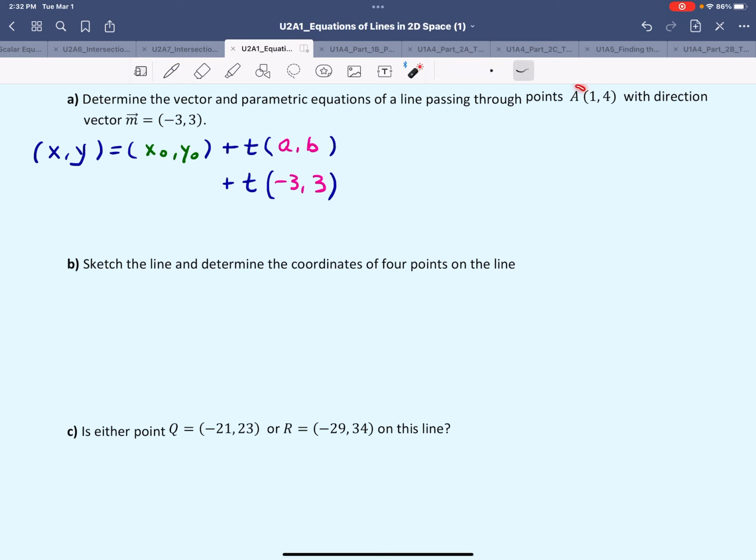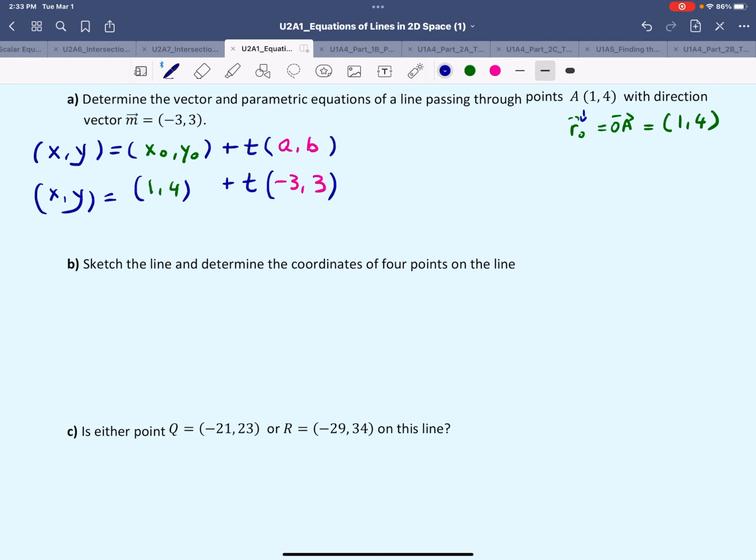Now we also need to know the coordinates of one point. And we are told that since the line will pass through the point A(1, 4), then we can use the vector OA as the starting vector r0, where OA is a position vector with tail at (0, 0) and head at (1, 4). So this would be (1, 4). And voila, we got the equation of the line in vector form.